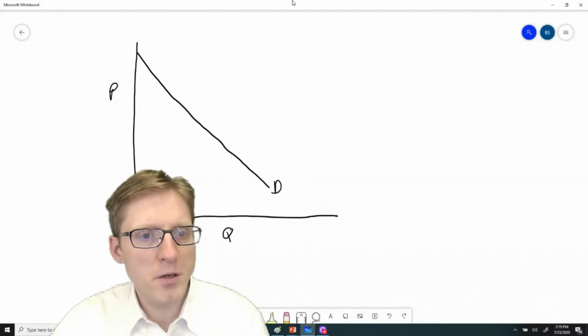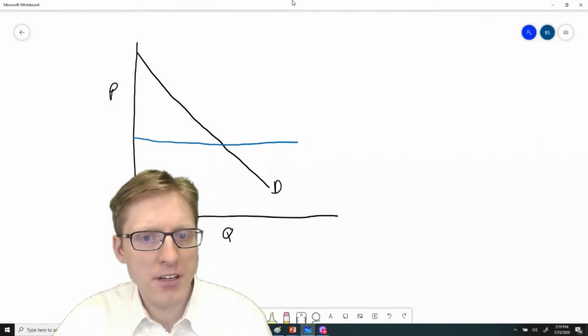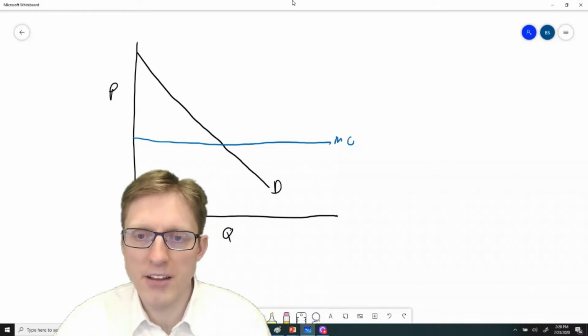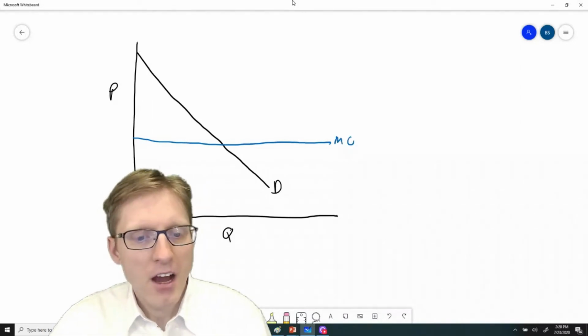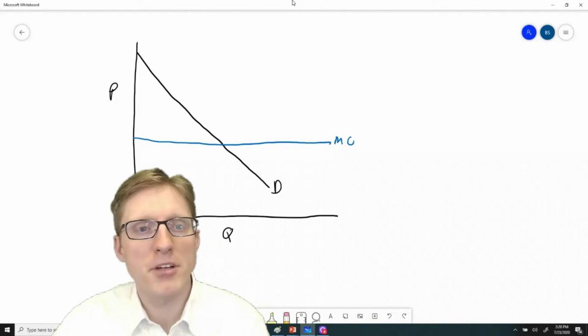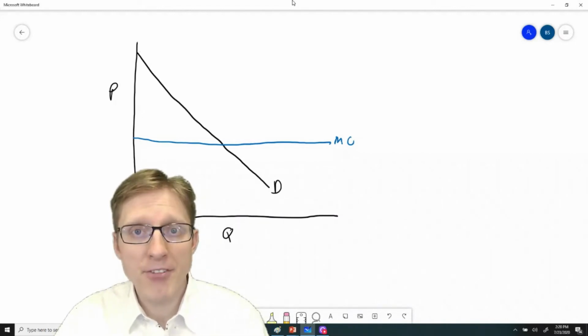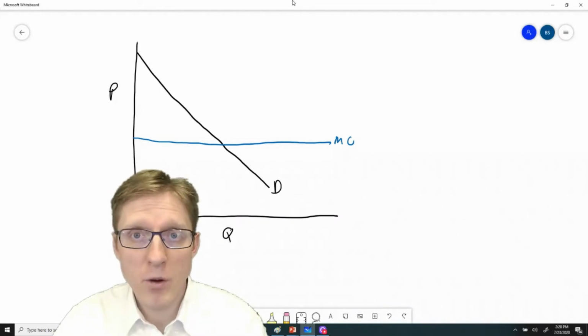I guess I'll draw that in blue. For simplicity, I'll just assume that marginal cost is constant, so this is just a flat line, or supposed to be a flat line. Okay, so what happens under perfect first-degree price discrimination? Well, we assume in this case that the firm knows exactly how much each consumer is willing to pay for each respective unit that they buy.